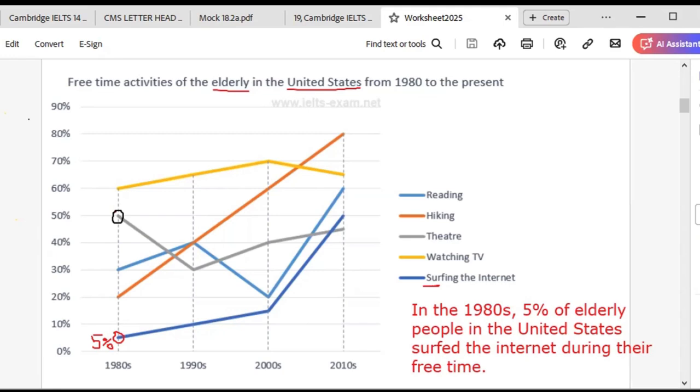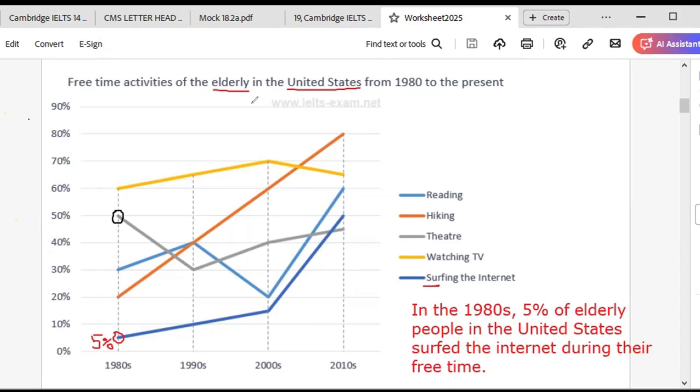Another person says, "In the 1980s, 50% of the elderly in the United States went to the theater." Thank you very much. I love this. This is very good. This is like a band 7.5 or maybe even band 8.0. Very good.